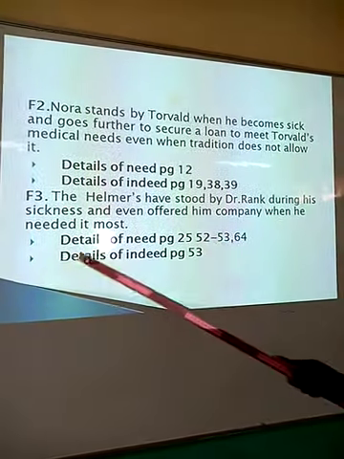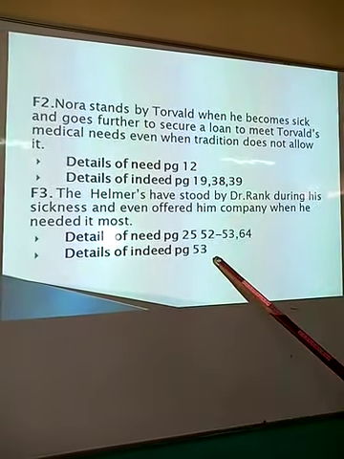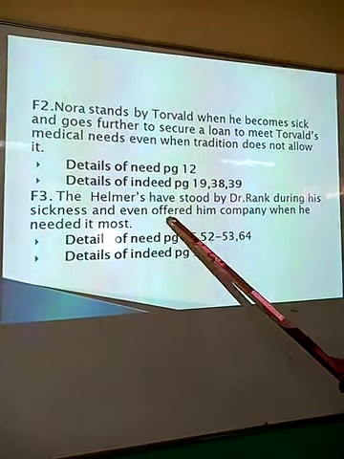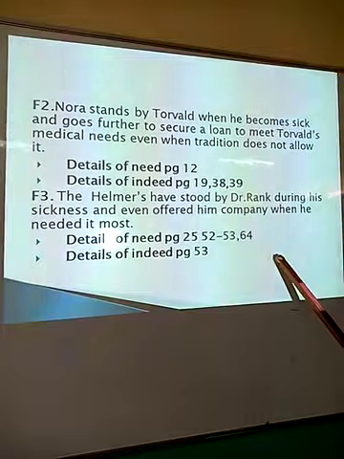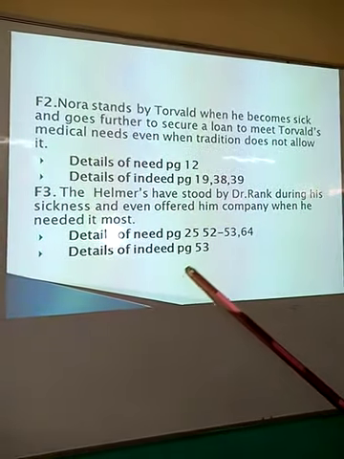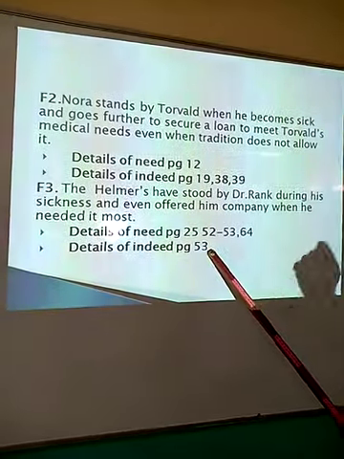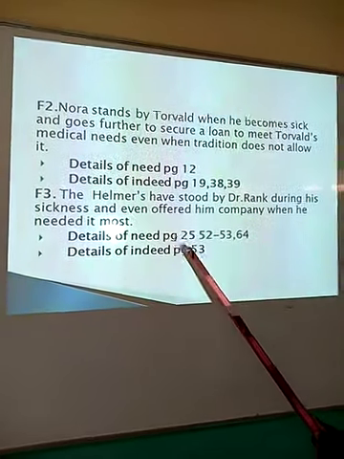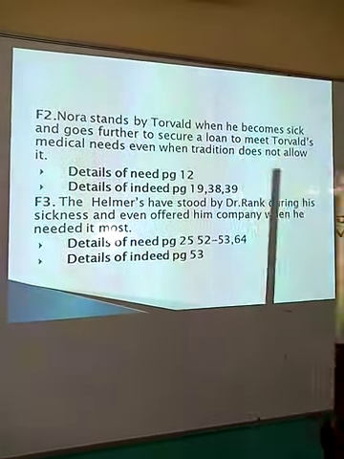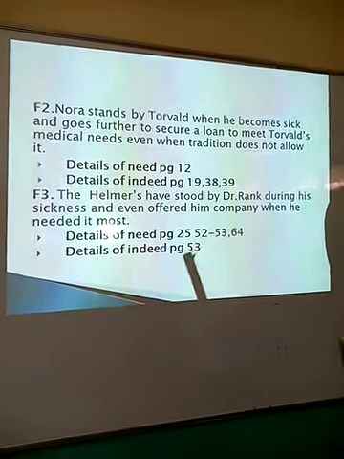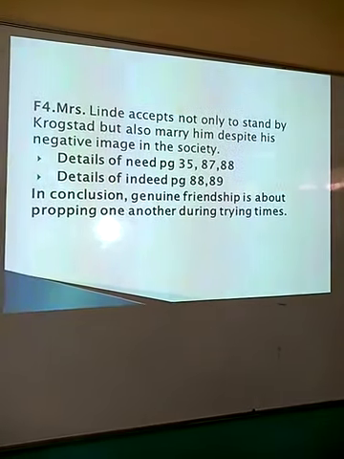But the people that are closer to Dr. Rank are Helmer and the wife, Nora. The two of them offer Rank company. They provide an ideal family setup that helps Dr. Rank. Though he's dying, he finally dies a happy man.